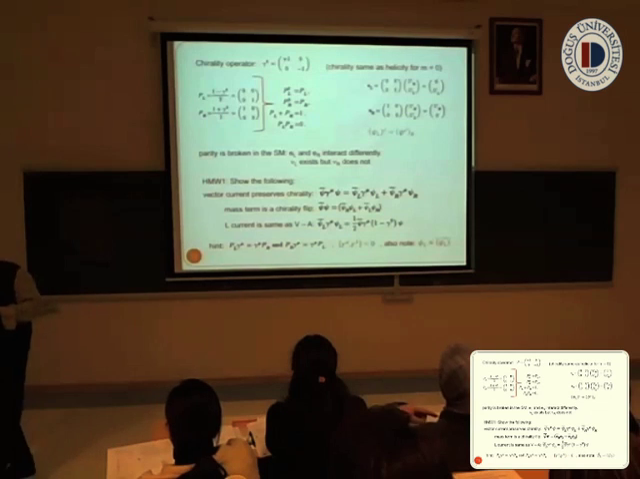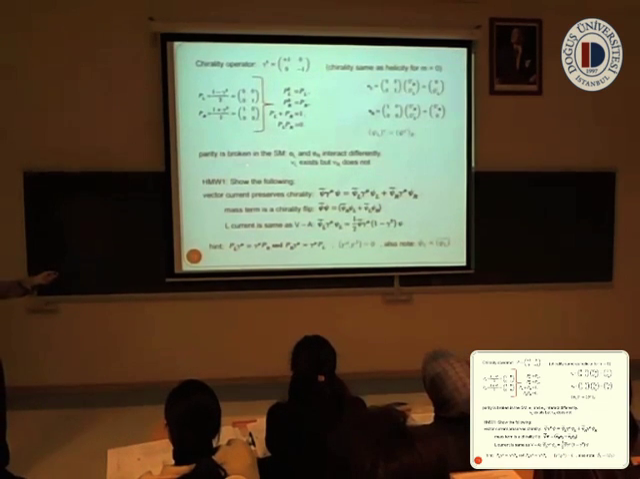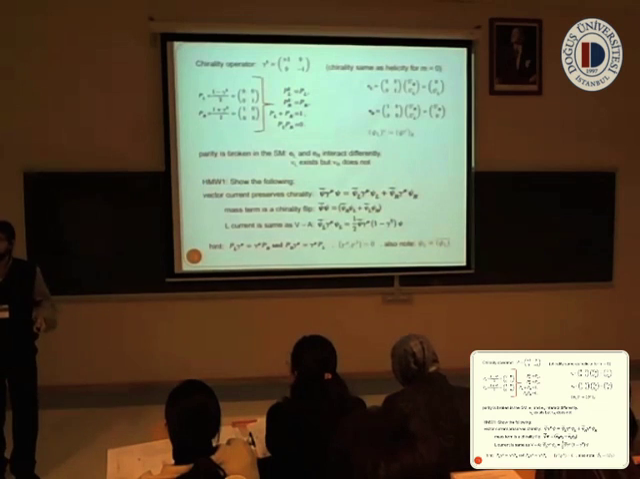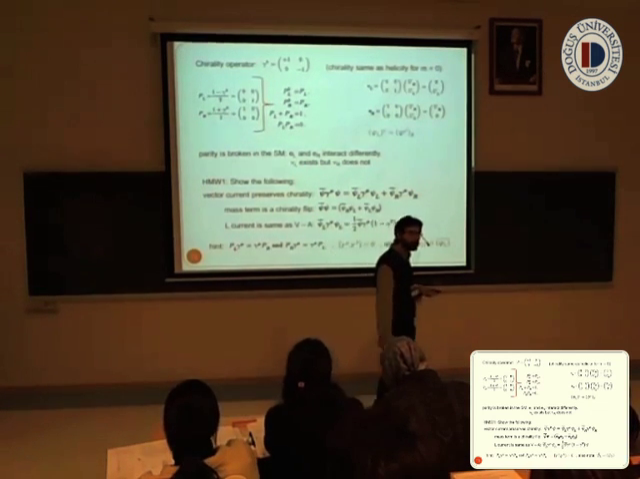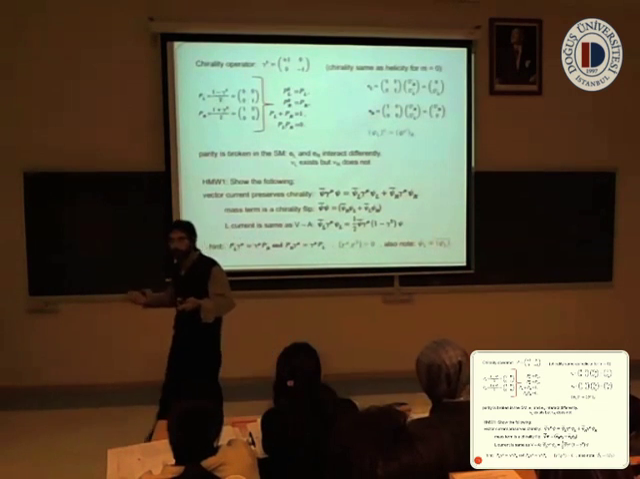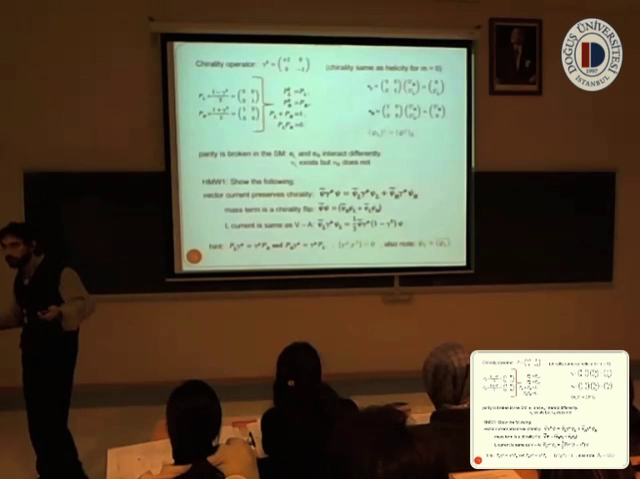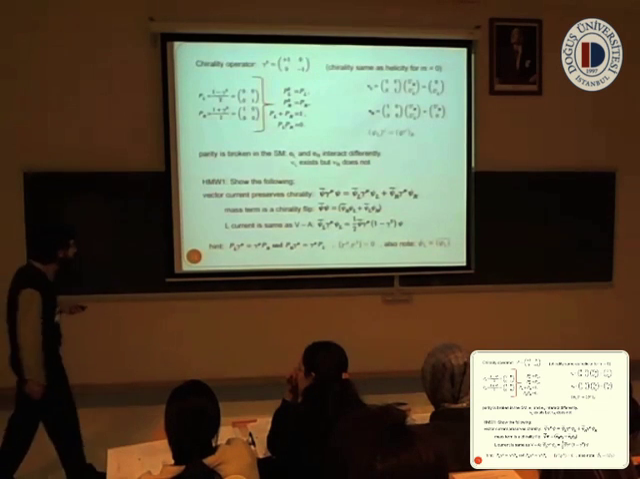Well, again, I mentioned this, but I will mention it again. Parity symmetry is broken in the standard model, which means the left-handed and right-handed parts of the Dirac spinors do not interact the same way. More obviously, you have a left-handed neutrino, but you don't have the right-handed neutrino. So that's not parity symmetry.